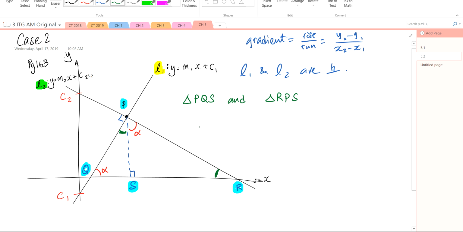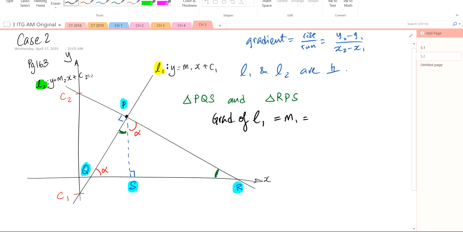Okay? What is now the gradient of L1 equals to what? What's the gradient of L1? No, C is the intercept. What's the gradient of L1? What do we say it was? It is on the screen already. M1, right? That is the gradient of line 1. Okay, M1. Then we want to do some calculations.